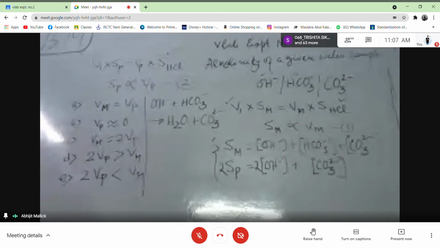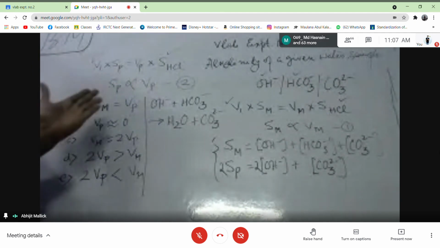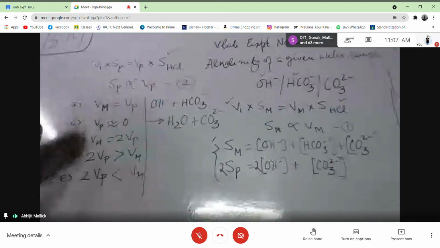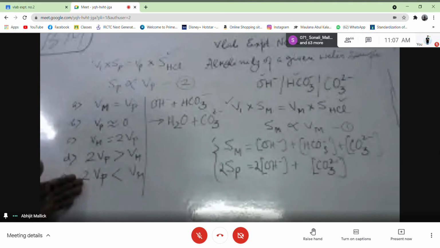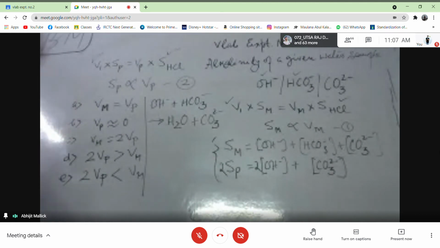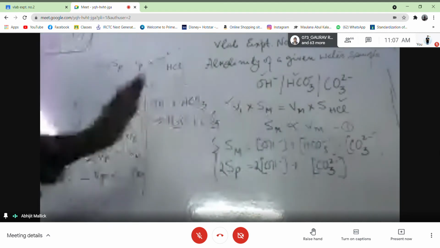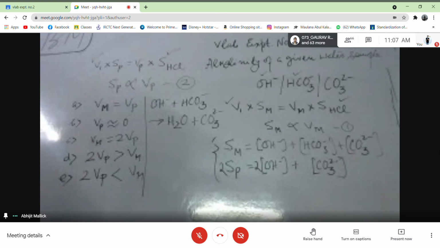So we will make table 2 and table 3, and then we will match accordingly. According to that matching, first we will conclude what radicals are present, and accordingly we will calculate the individual concentration. Got it? Objective is clear? Yes, sir.